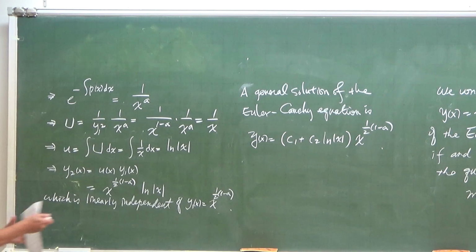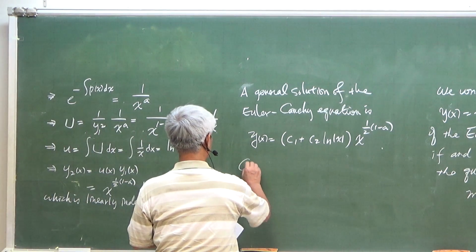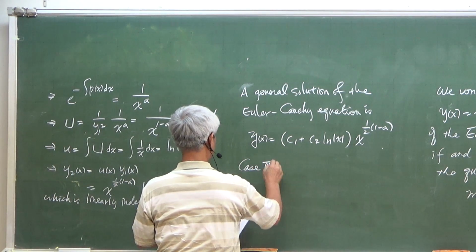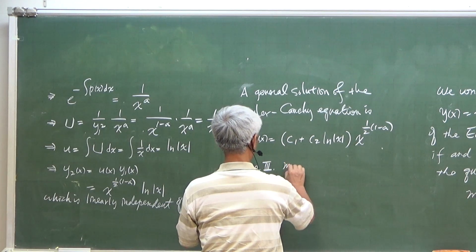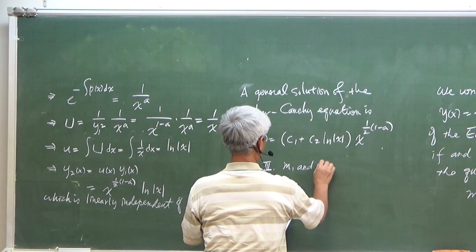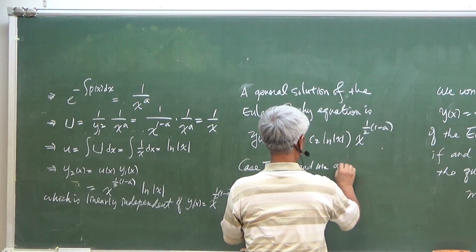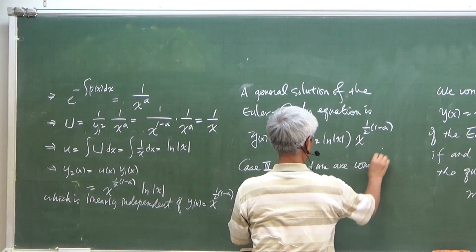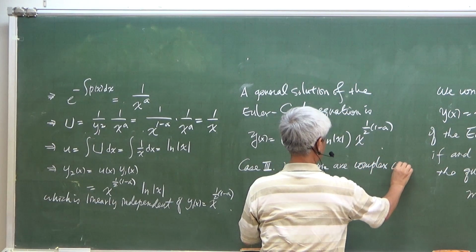Okay. Now, the final case. n1 and n2 are complex quantities.